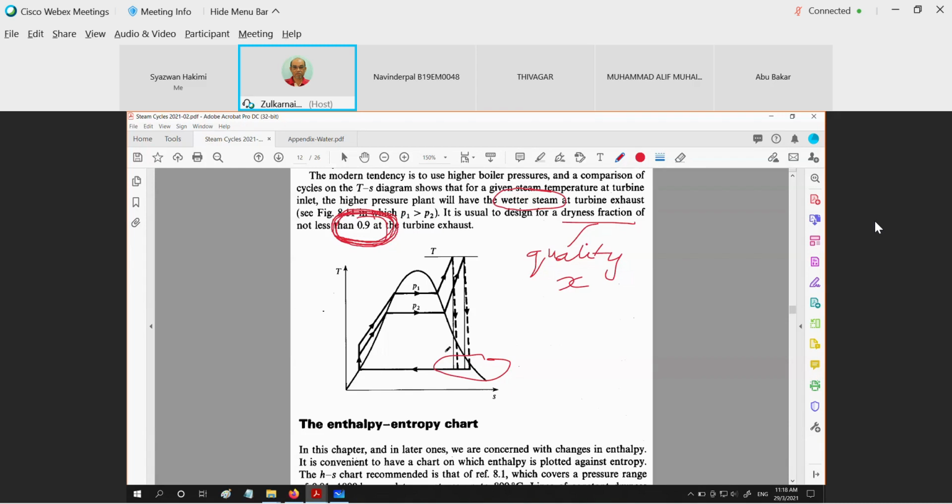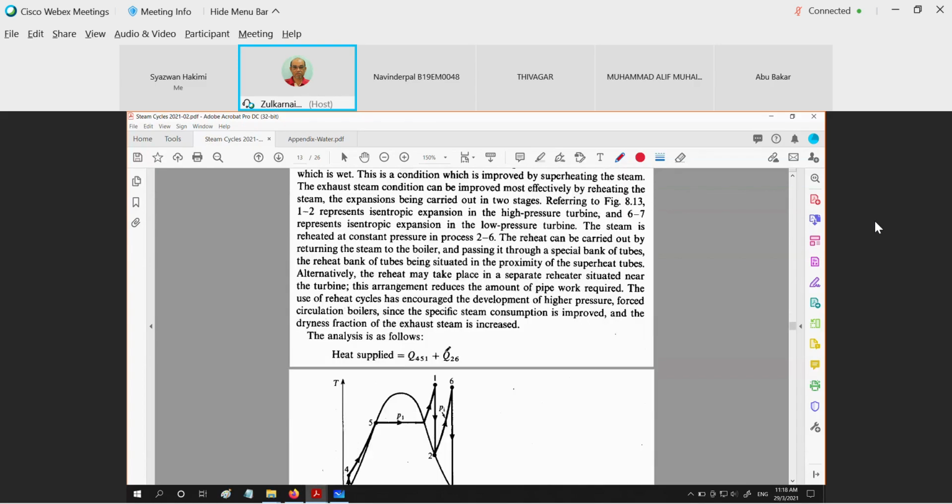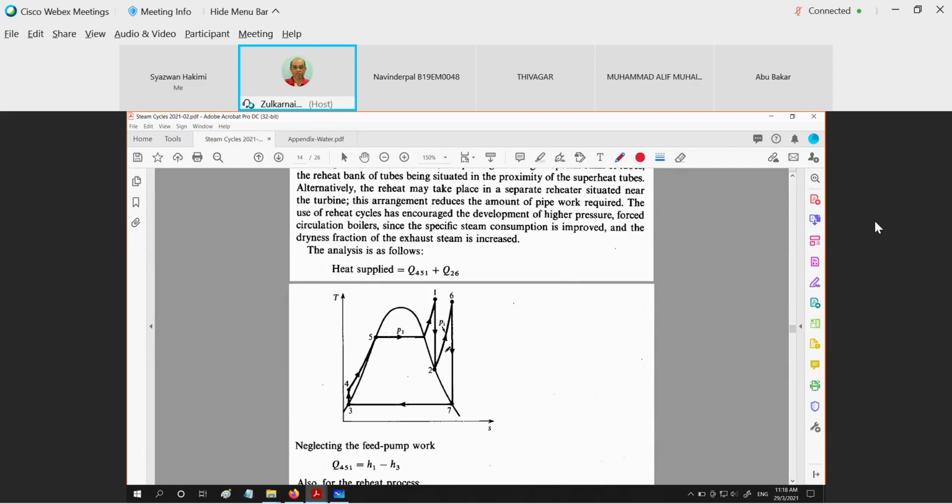Betul, when we increase the pressure, kita akan bagi more energy to the steam because the boiling point akan meningkat. The T set will increase when your pressure increases. Jadi to avoid a wet type of steam outlet from the turbine, apa kita buat? Kita gunakan apa yang dikatakan sebagai multi-stage expansion. Okay, multi-stage expansion to further the work output, kita akan incorporatekan multi-stage expansion with reheat. Okay?